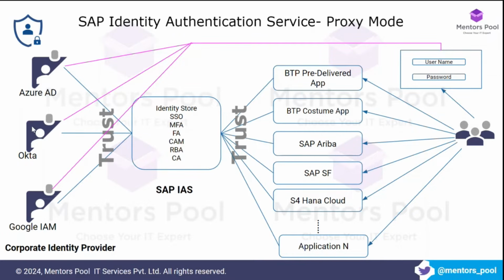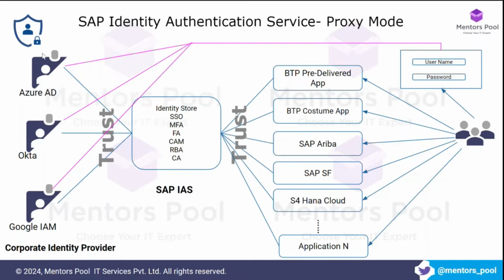If you already have an identity provider, if you have maintained all user data there, say Azure AD or Okta or Google IAM, you can use IAS in a proxy mode. In this, what will happen? IAS will not store user data. IAS will only trust all the SAP applications, and IAS will also trust this Azure AD or Okta or Google IAM, whatever you have in the landscape. Only one may be there, or two of them, or all of them. Technically, it is all possible, guys.